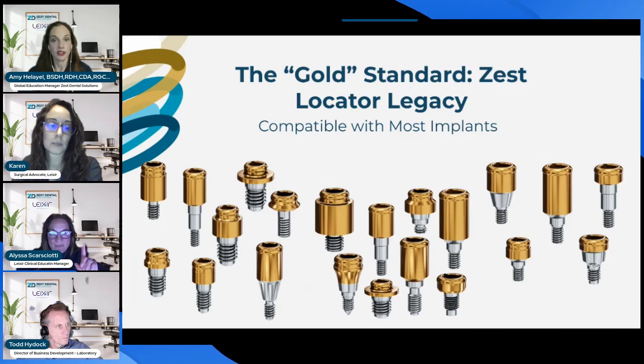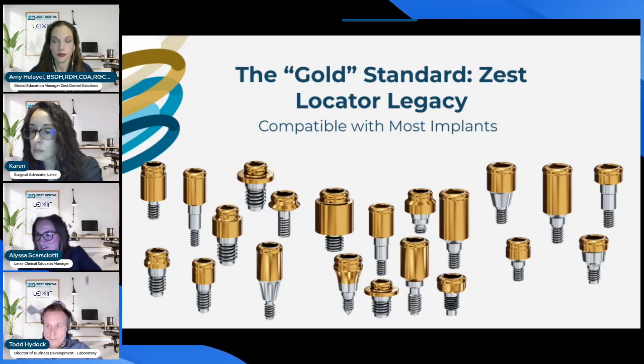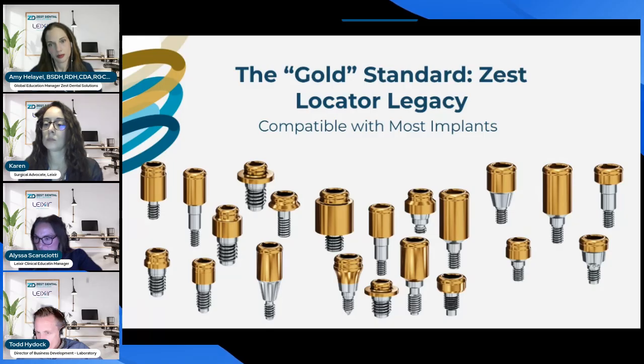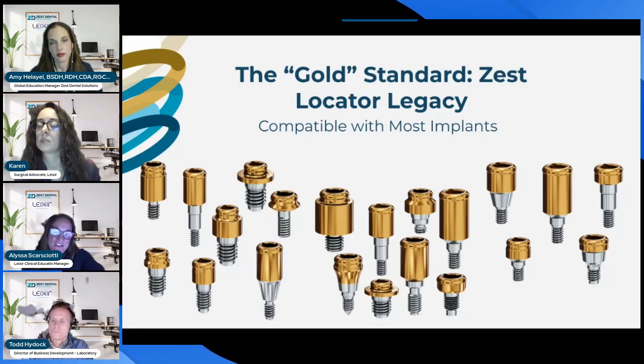Amy, real quick, I'm just going to interrupt. We have a question here. Absolutely. Can the overdenture be fixed with the new attachments on 4 implants? I've used this for years for a removable overdenture. If this can be fixed, can it be placed same day as the implant placement, or do you need to wait 4 to 6 months before attaching the denture?